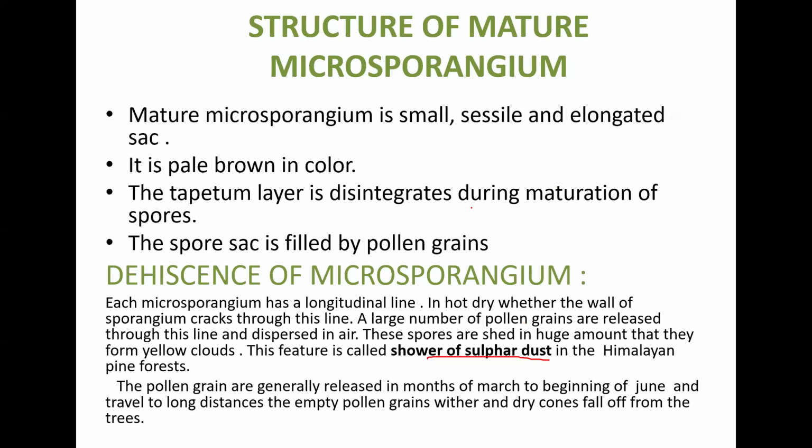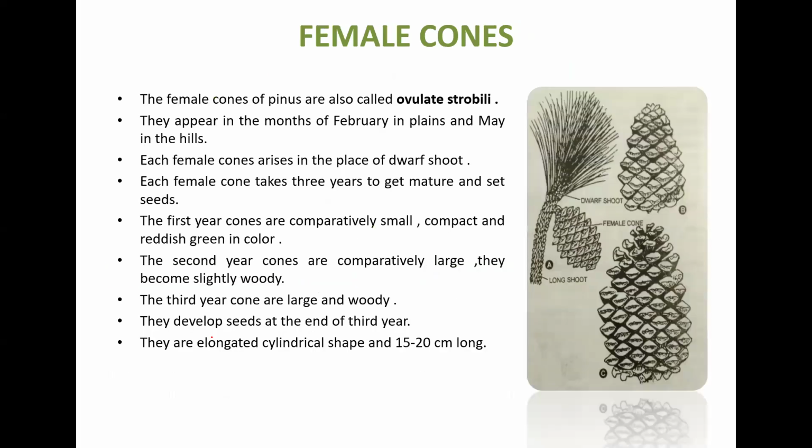So in the Himalayan pine forest, these pollen grains are generally released in the months of March to the beginning of June and travel long distances, and the dry cone falls off from the trees. So this is how the microsporangium releases its male spores, that is, the microspores.